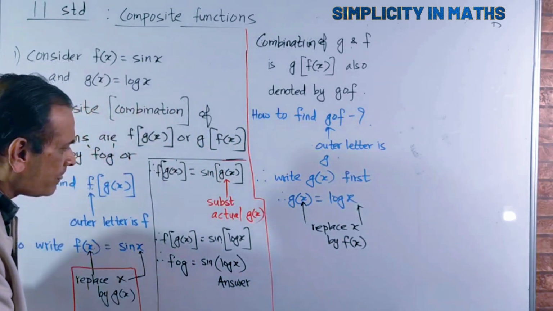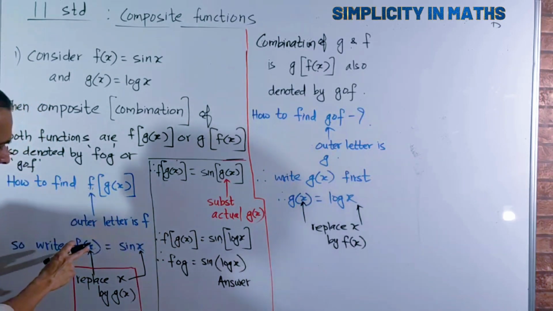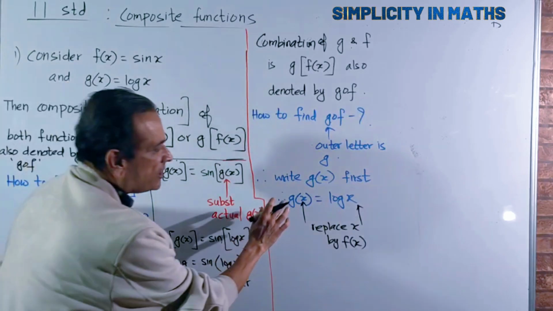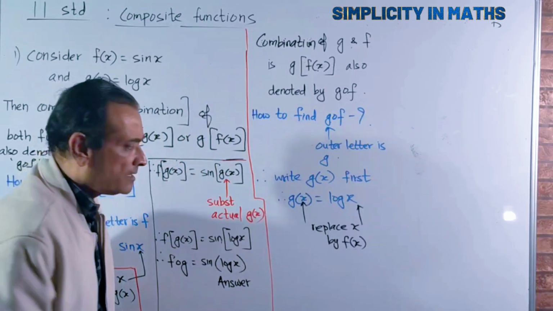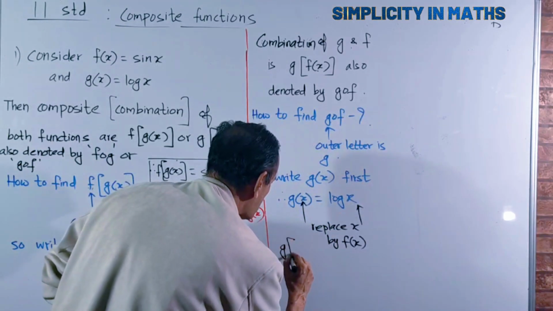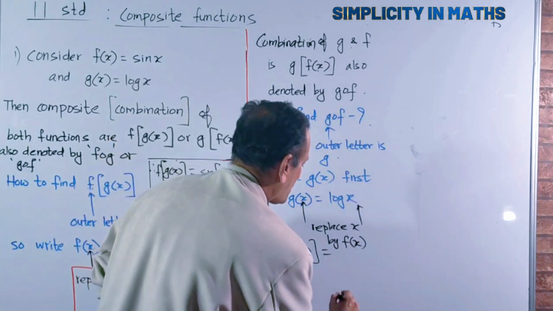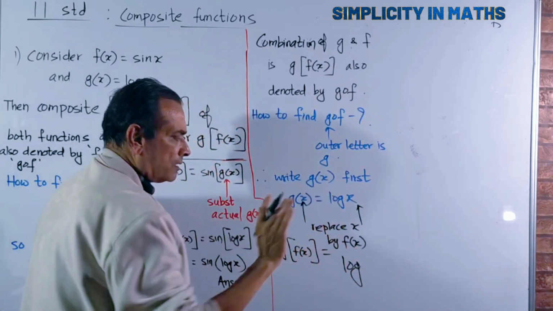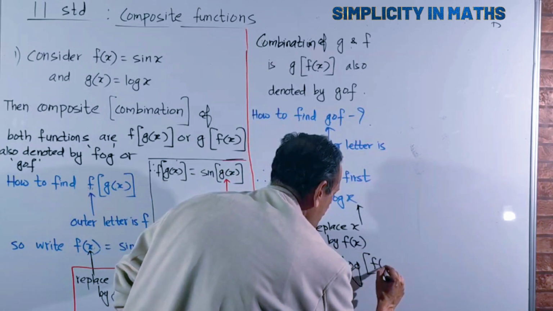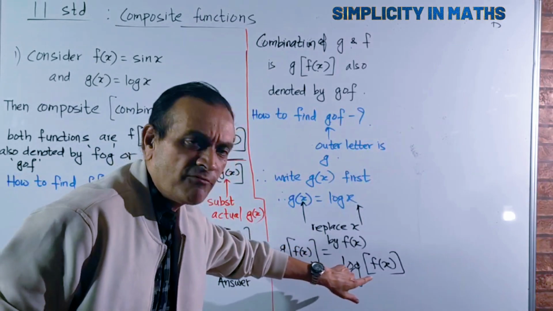यहां पे क्या किया था? Replace x by gx. Because we wanted f of gx. Now we want g of fx. g के सामने fx चाहिए. So replace x by fx on both sides, you get the answer. So g of fx is equal to log, log को टच नहीं करना है. Replace x by fx. So दोनों तरफ replace x by fx.